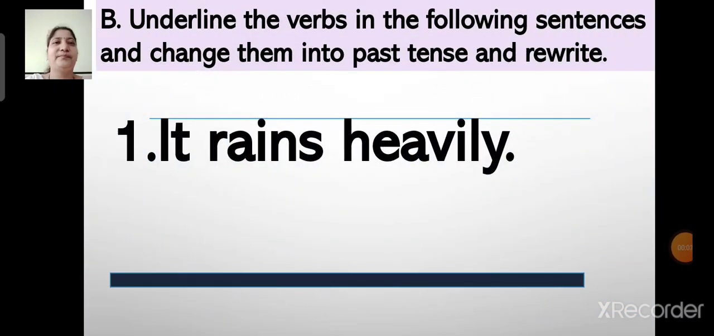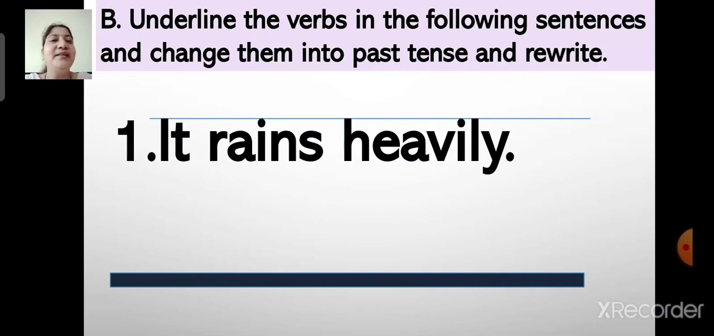Next. Now next question. Underline the verbs in the following sentences and change them into past tense and rewrite. Now children, in this sentence, it rains heavily. You have to underline the verb and change that verb into past tense and then write again.